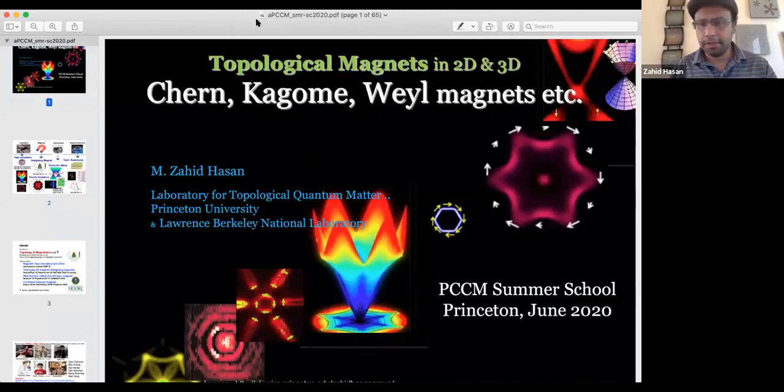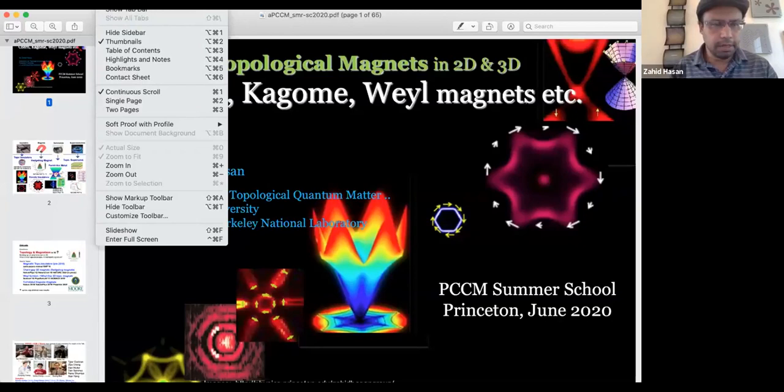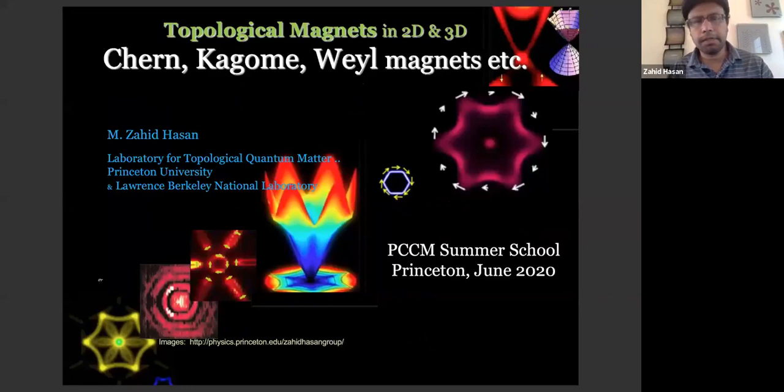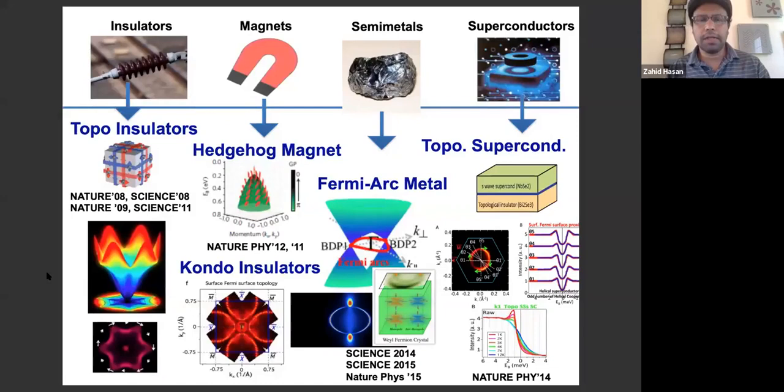So I will talk about topological magnets in 2D and 3D. The technical terms for these things are Chern magnet, Kagome magnet, and Weyl magnets. And the idea behind this is that we'll also try to go over the details of why and how these things are topological, or could be made topological in a certain sense.